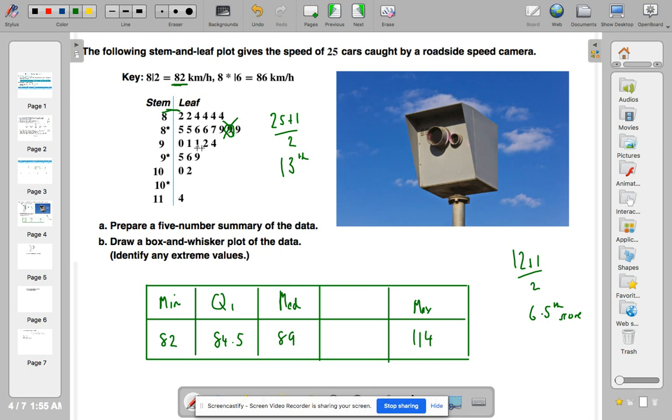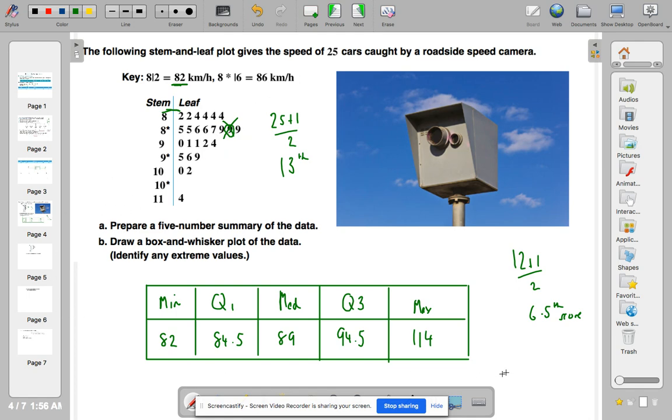Then we've got our upper half, which has also got 12 things. 1, 2, 3, 4, 5, 6, 7, 8, 9, 10, 11, 12. So here we're also looking for halfway between our 6th and our 7th. 1, 2, 3, 4, 5, 6. So our 6th one is 94, our 7th one is 95. So halfway between them is 94.5. And that is our Q3. All right, we've now got our table here, our 5-figure summary it's called. Now we can draw our box and whisker plot.